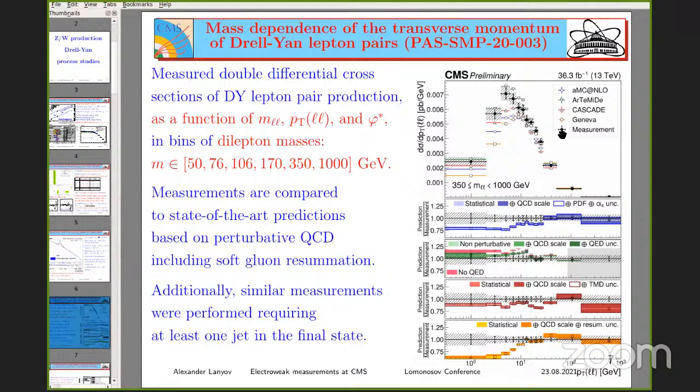So you can see the measurements compared with some Monte Carlo, and the agreement is sometimes good and sometimes not very good, depending on the range of pT for which this or that Monte Carlo program was tuned. And additionally, similar measurements were performed in this paper requiring at least one jet in the final state.